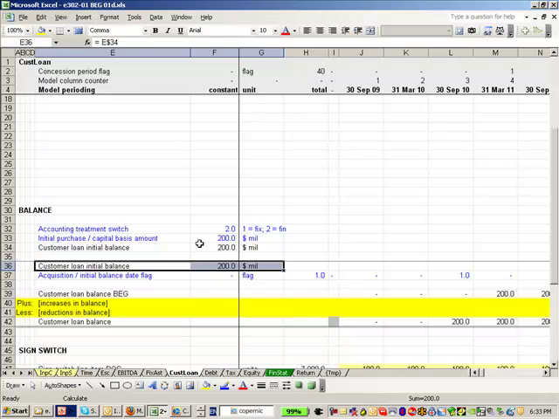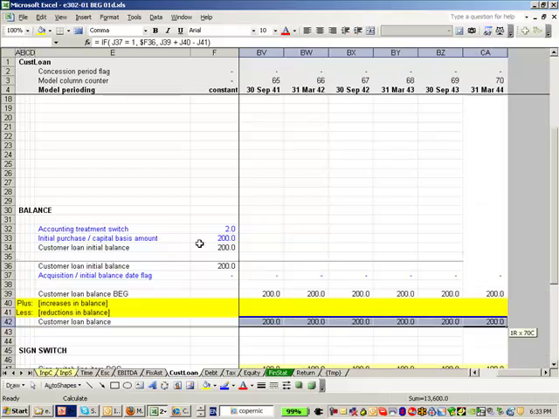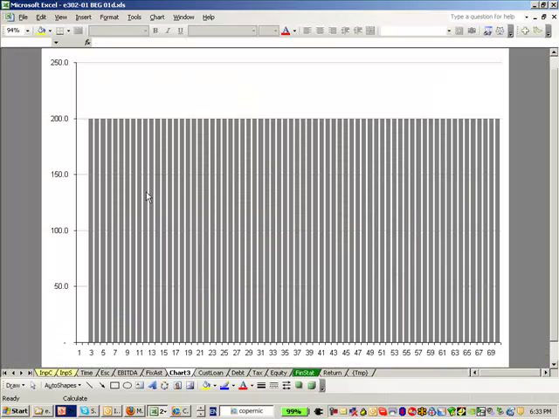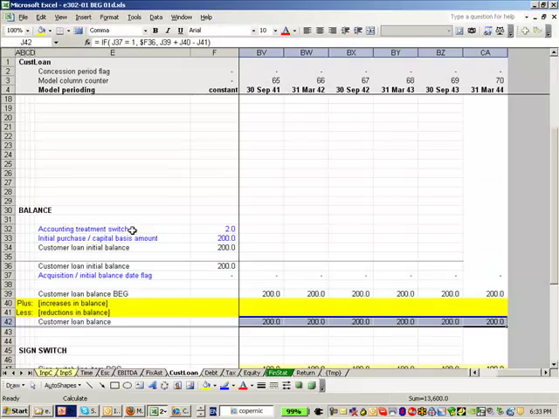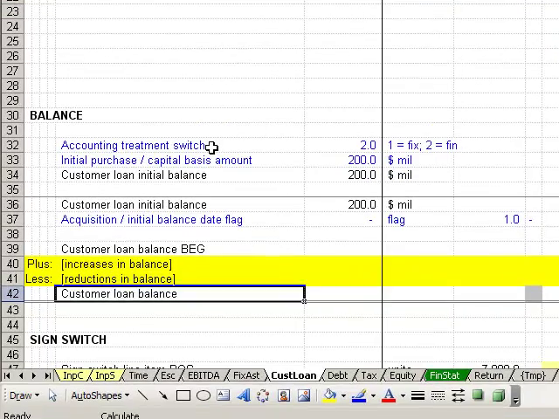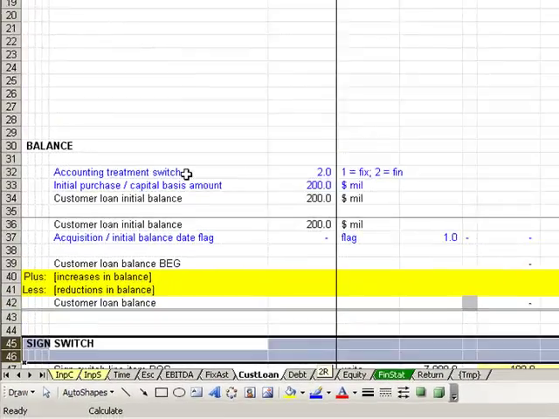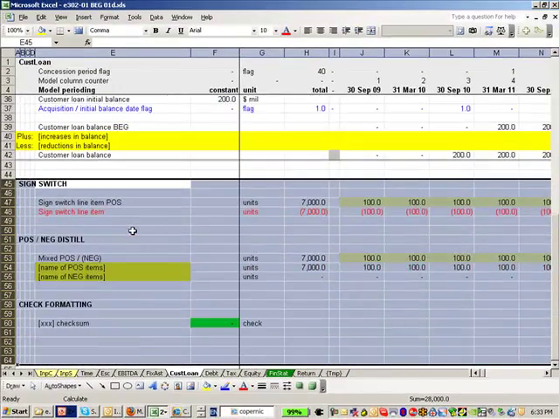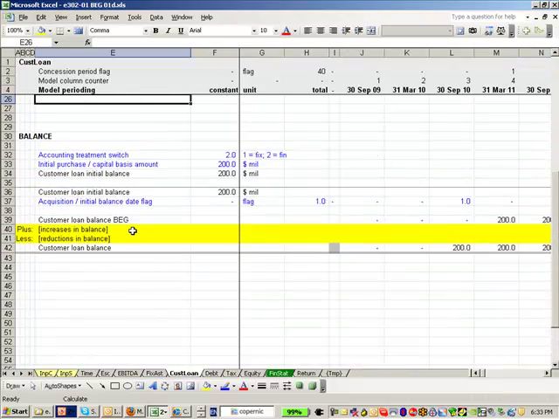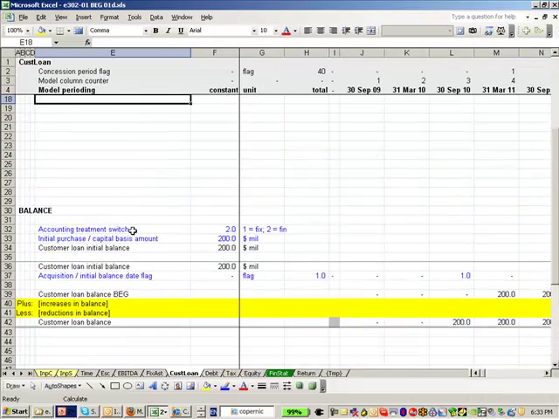And now I have a customer loan, not very exciting, because if I look at it, it's just at $200 million because there's no repayment on it. But at least it's a start. And we've got the starting position of a balance. This extra stuff left over from the template sheet, which we generally have as our standard financial mechanics stuff, I can get rid of. All right, interest.